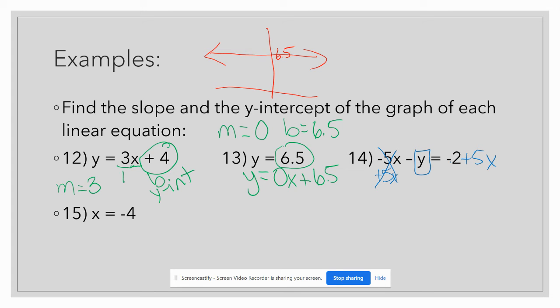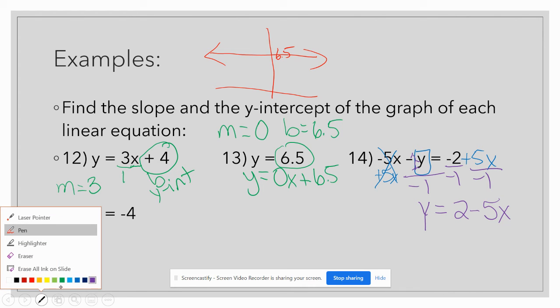Now remember, I can't add the negative 2 and the 5x together to get a 3 because they are not like terms. I still have this negative y. Remember, that's negative 1 times y. The opposite of negative 1 times y is dividing every single thing by negative 1. So a negative over a negative gives us a positive y. A negative over a negative gives us a positive 2. And a positive over a negative gives us a negative 5x.